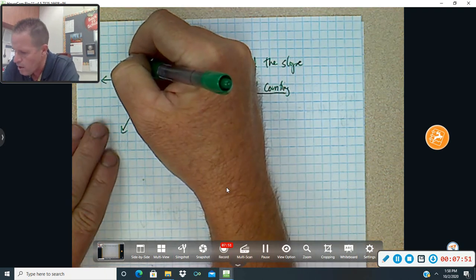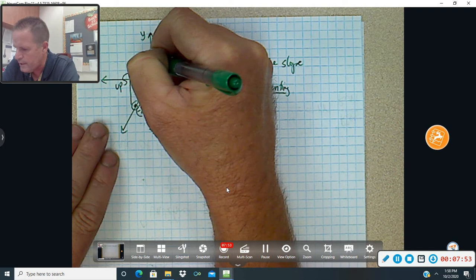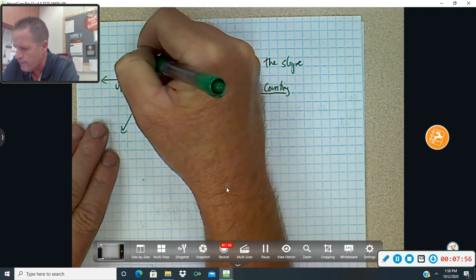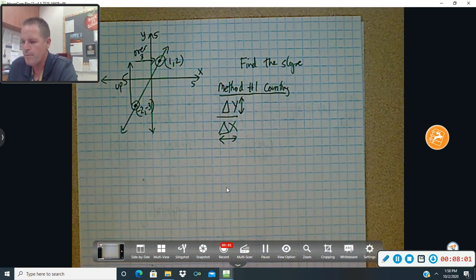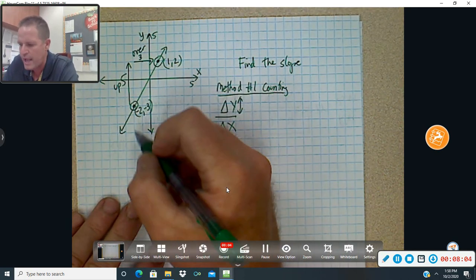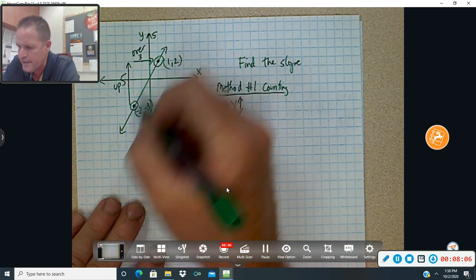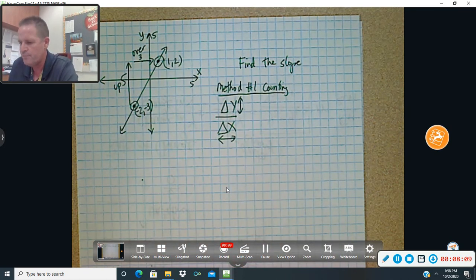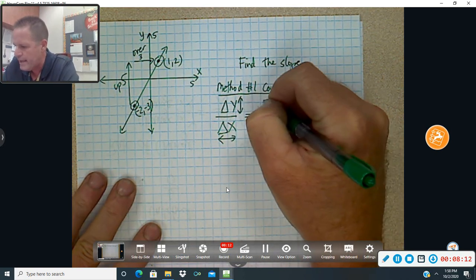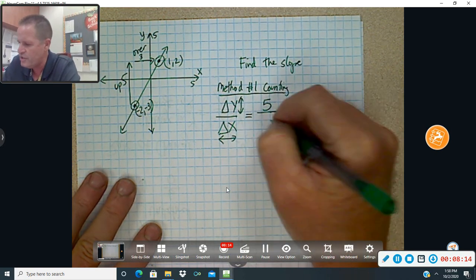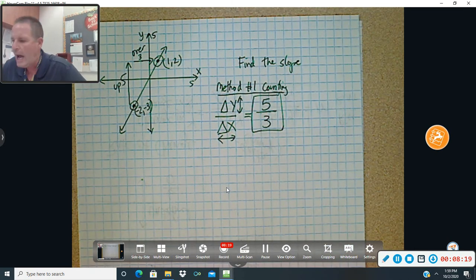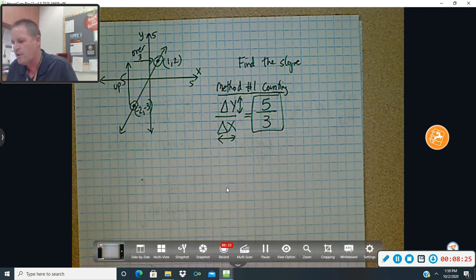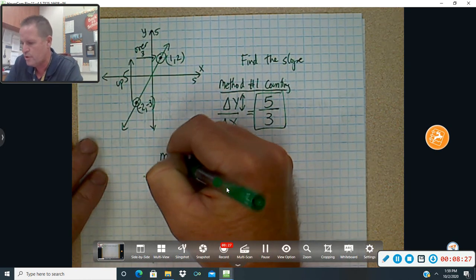And then where do I go? I go from here over 1, 2, 3. I go over 3. Remember, you always read a graph going across this way. So we're going from this point to that point, up 5 over 3. So my change in y is 5. My change in x is 3. And that's my slope. Now, I really, again, don't prefer that method. Okay? I prefer that you use method number 2, which is to use the formula.